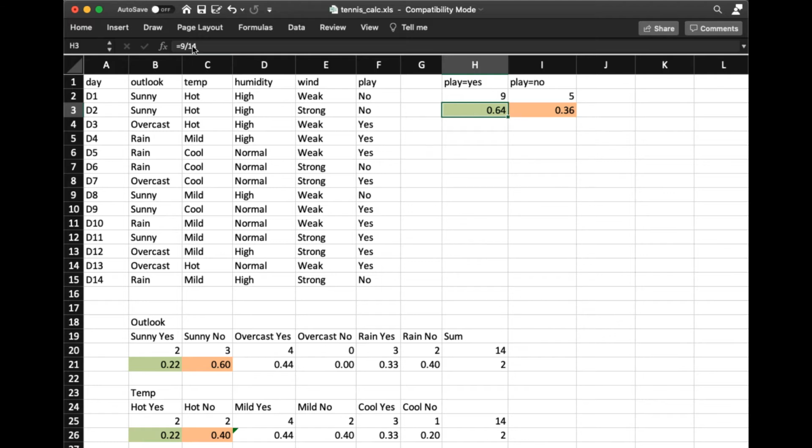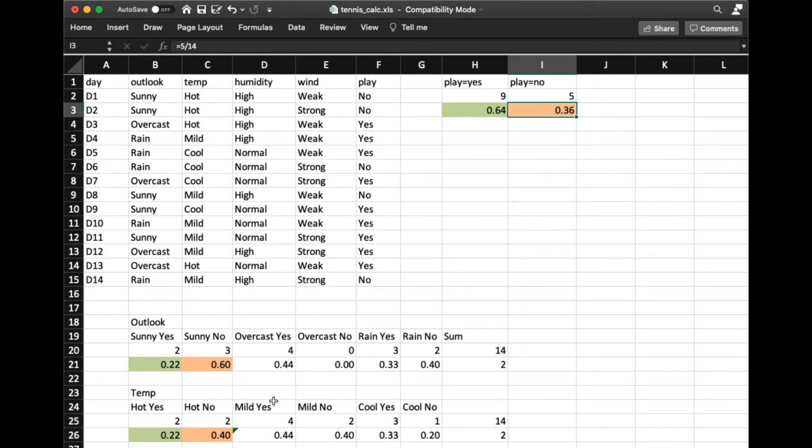And if you click on it, you can see that I just counted. There were 9 days that we played out of the 14 total days. So that's 9 divided by 14. Over here, there were 5 days we didn't out of the total 14. So that's how we get our a priori, our priors right here. 64% chance that we play, 36% chance that we don't play.